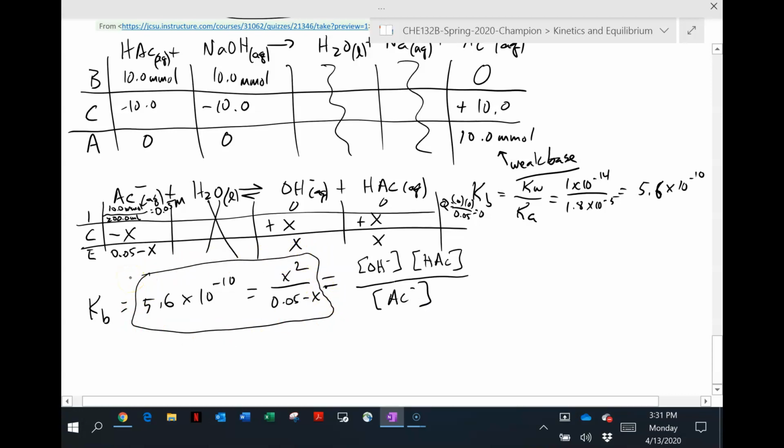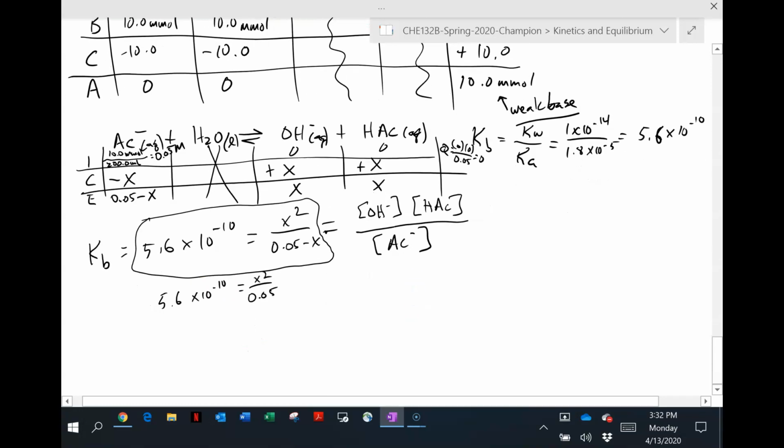And again, if you look, the approximation is valid for this. 0.05 divided by 5.6 times 10 to the negative 10th is much greater than 100. So we can say 5.6 times 10 to the negative 10th is basically going to be x squared over 0.05, because x is going to be so small that 0.05 minus x is going to basically still be 0.05. So x is going to be equal to the square root of 0.05 times 5.6 times 10 to the negative 10th.